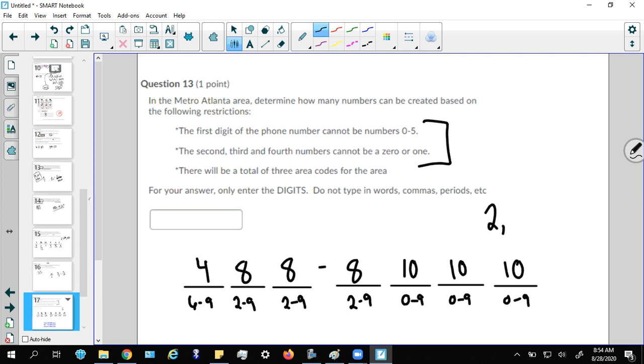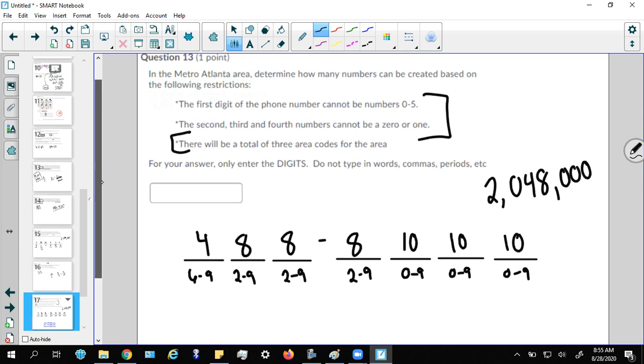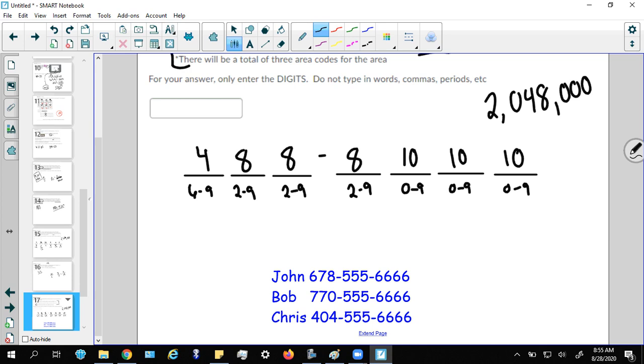2 million. Now, of course, some of you guys are thinking, well, what about the area code? Let's talk about the area code. There will be a total of 3 area codes. Now, again, some of you guys may not remember, but notice John, Bob, and Chris. They have the exact same phone number, except they have different area codes.